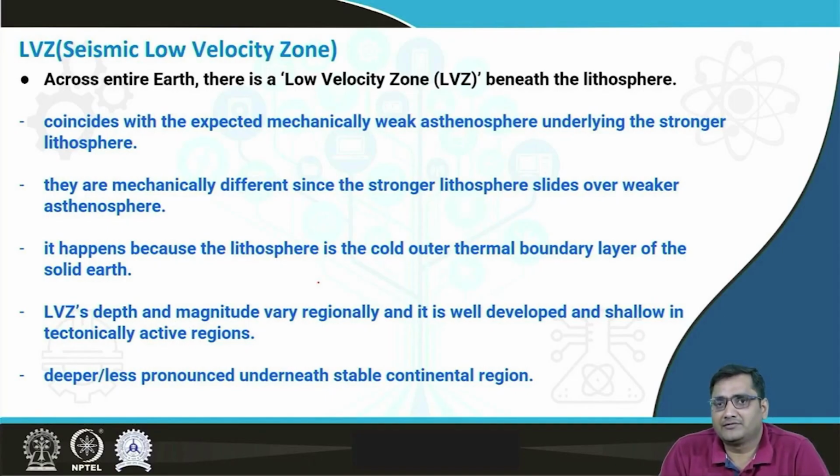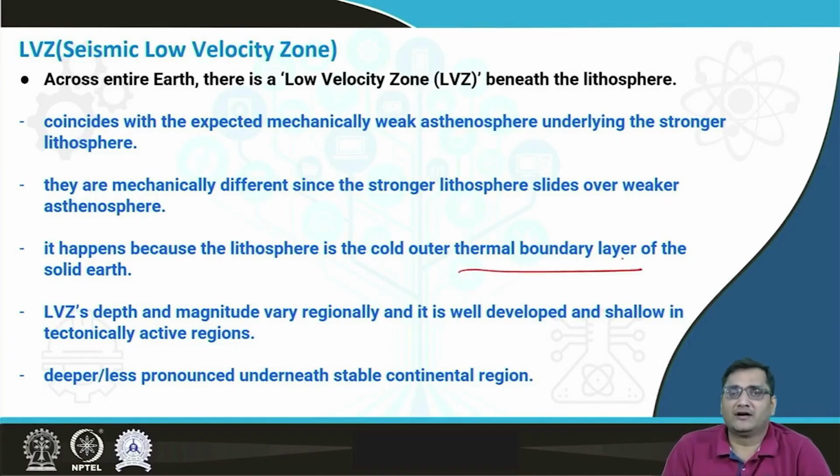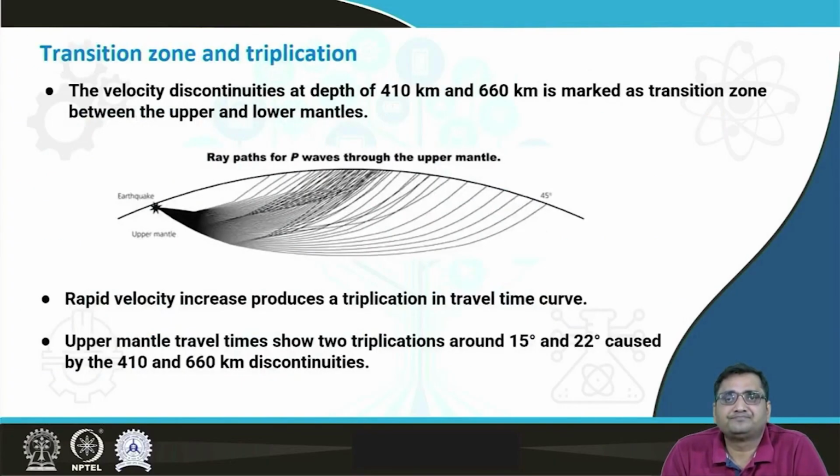It happens basically because the lithosphere is the cold outer thermal boundary layer of the solid earth. The depth and magnitude of the low velocity zone vary regionally, and it is well developed and shallow in tectonically active regions, and deeper and less pronounced underneath the stable continental regions.